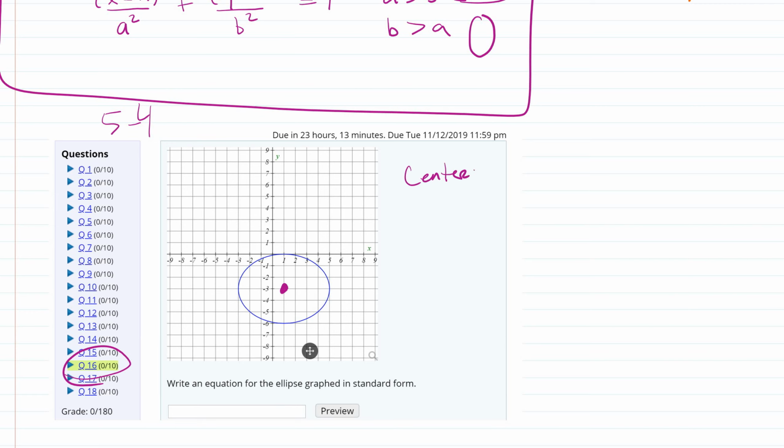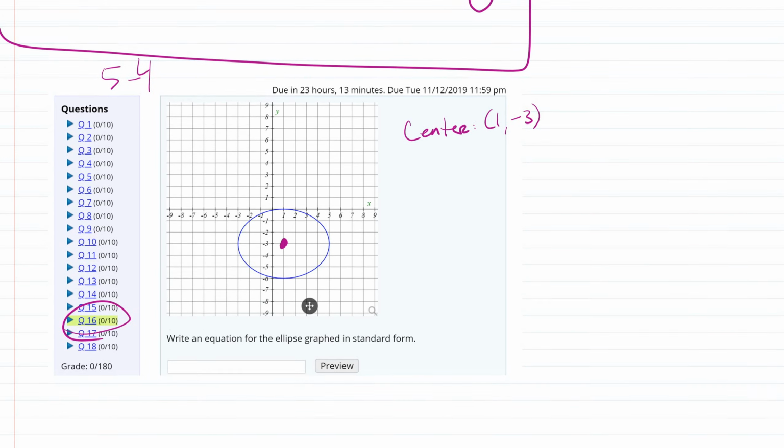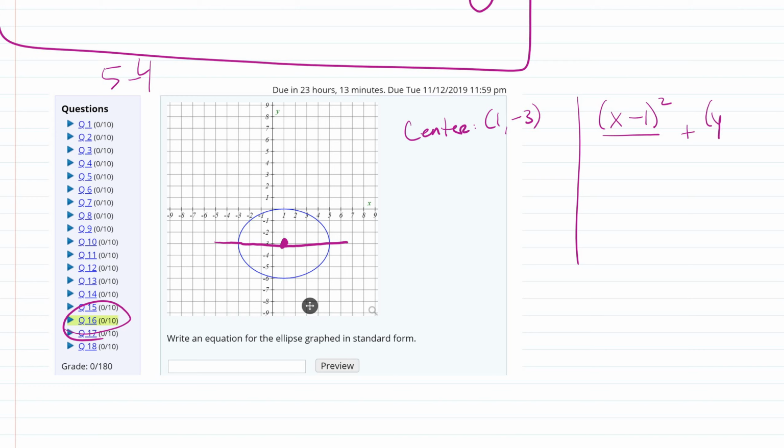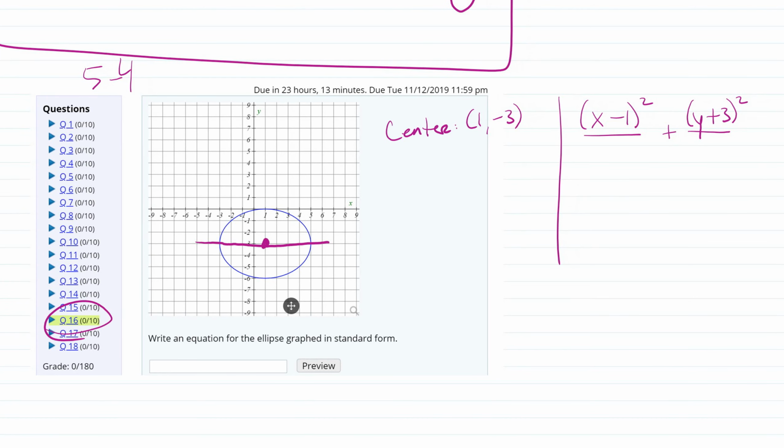So we can analyze this ellipse. Our center is at 1, -3. Then this appears to be horizontally oriented. So that means our equation's going to have (x minus 1) squared over a number plus (y plus 3) squared over a number is equal to 1. And because it's oriented with a major axis parallel to the x, this is where our bigger number will be.